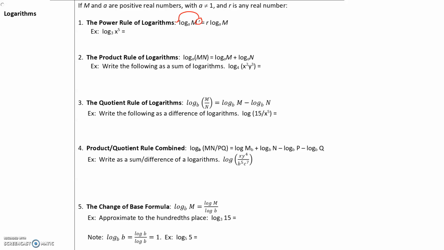So in this case, we have log base 3 of x to the 5th. In logarithms, we don't leave exponents, so the 5 is going to come to the front, and this becomes 5 times log base 3 of x.